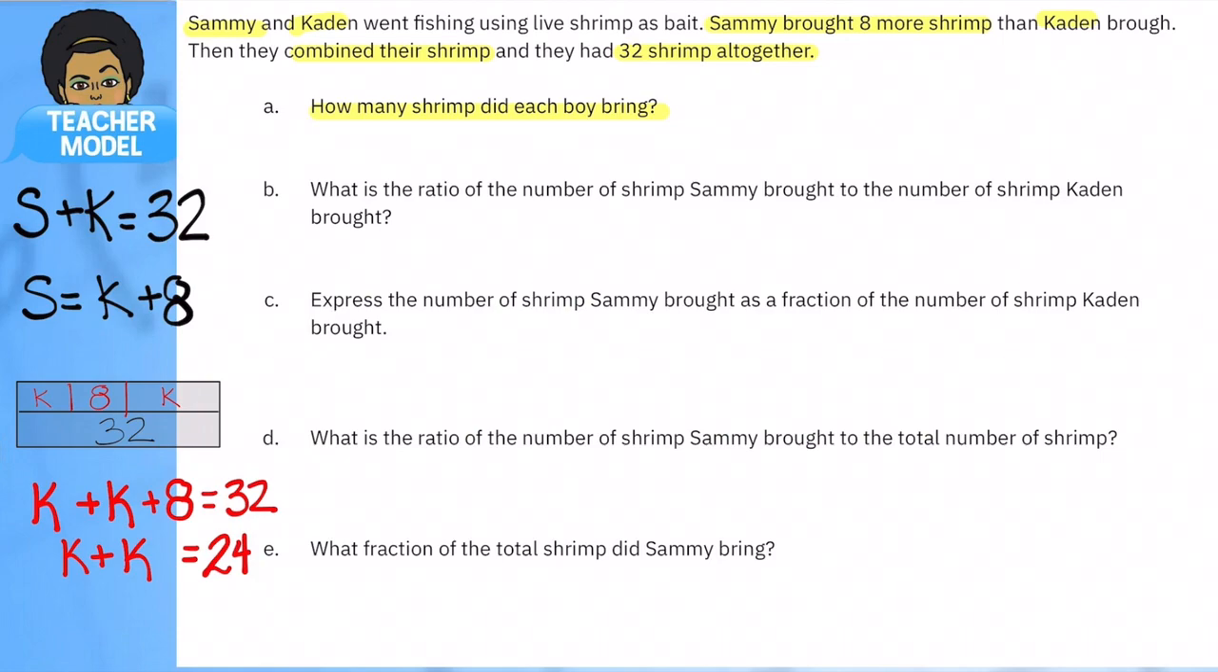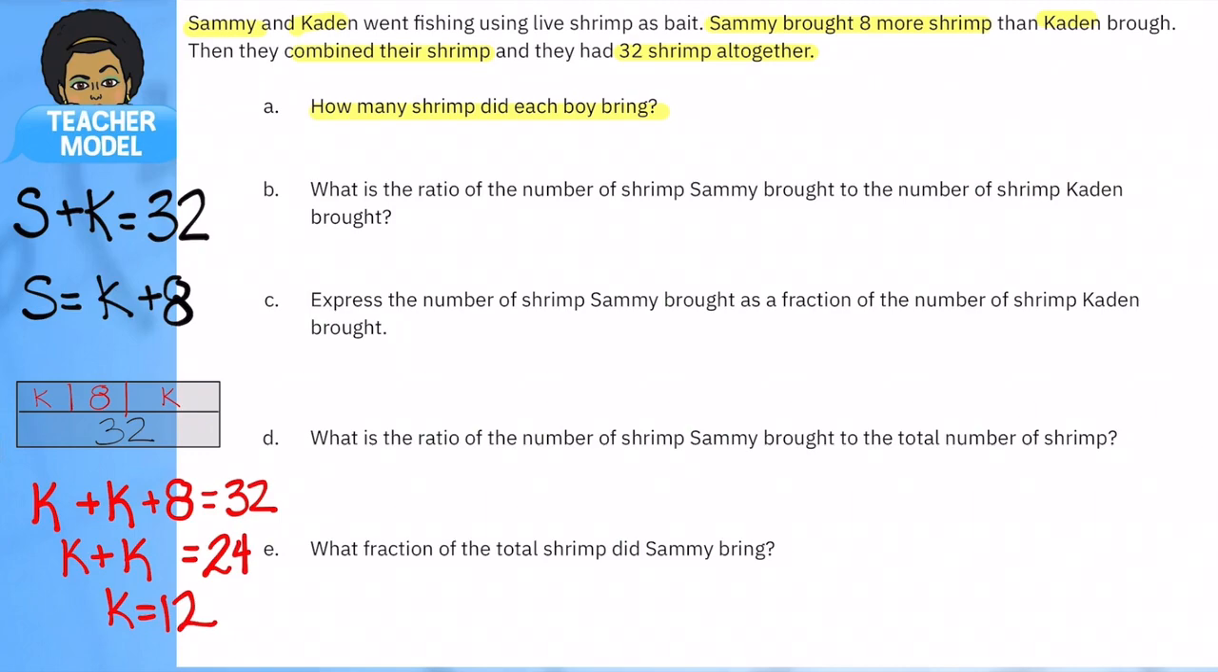So now think for a second. A number plus the same number, plus whatever Caden had, plus whatever Caden had, makes 24. So a number plus itself makes 24. 12. 12 plus 12 makes 24. So Caden has 12 shrimp.